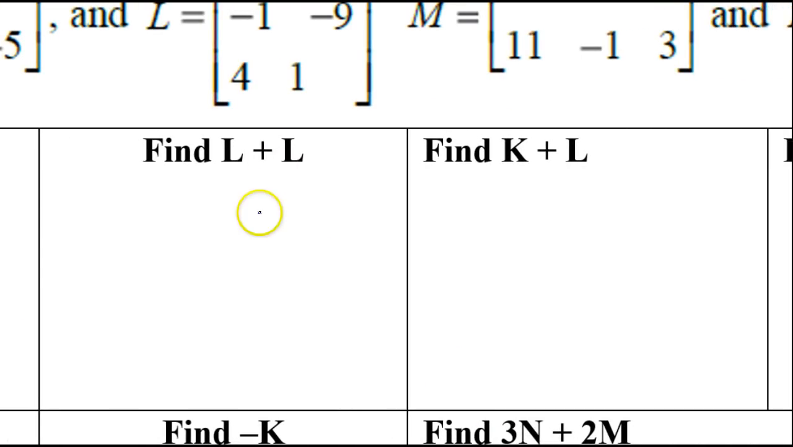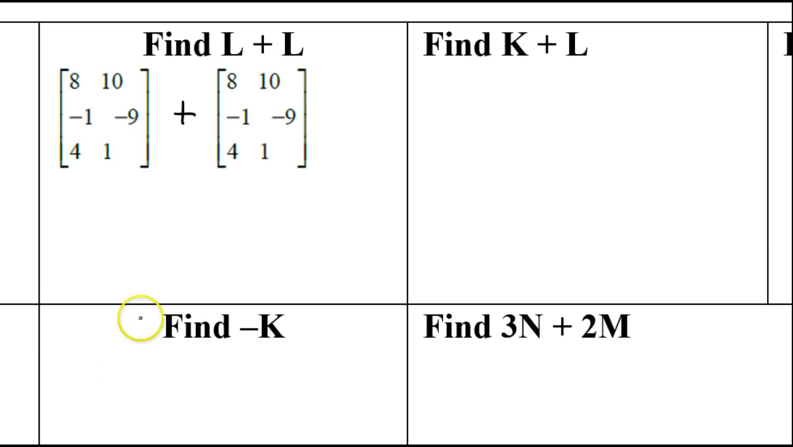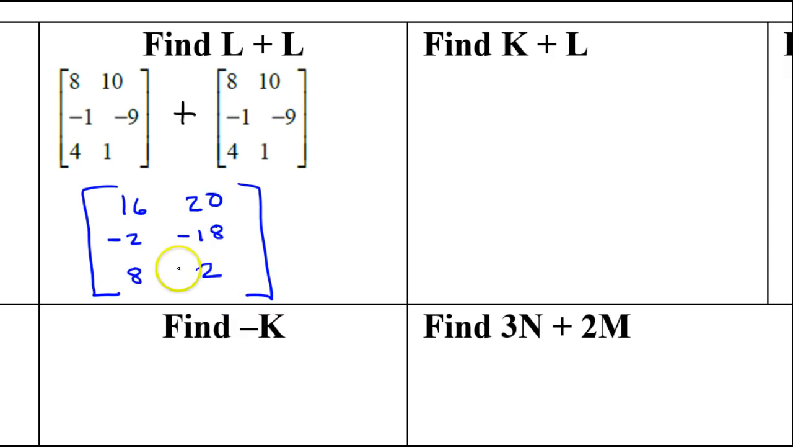Okay, now let's do L plus L. Again, I will simply add the corresponding elements. So, of course, 8 plus 8 is 16. 10 plus 10 is 20. -1 plus -1 is -2. -9 plus -9 is -18. 4 plus 4 is 8. And 1 plus 1 is 2. So this would be the result of matrix L plus matrix L.